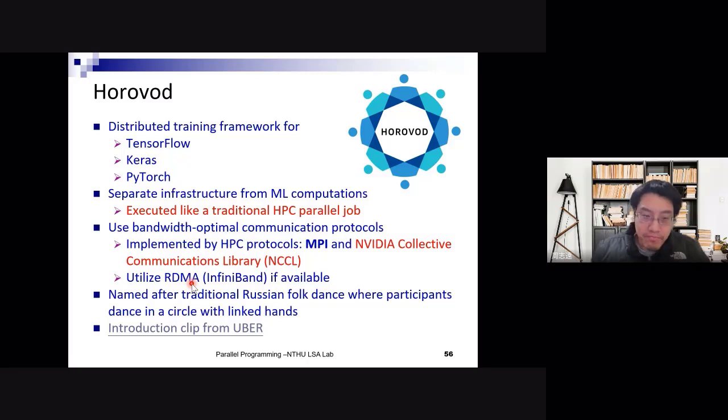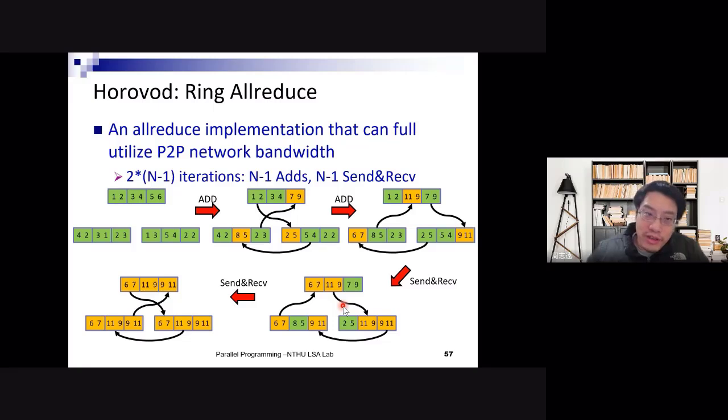Okay. And by the way, the name of Horovod comes from the Russian folk dance. So you have probably seen it on television. It's people that form a circle, and they hold hands with each other and do the dancing. So it's just like the behavior of Horovod. And because the communication implemented by Horovod is the ring all-reduce method we talked about.